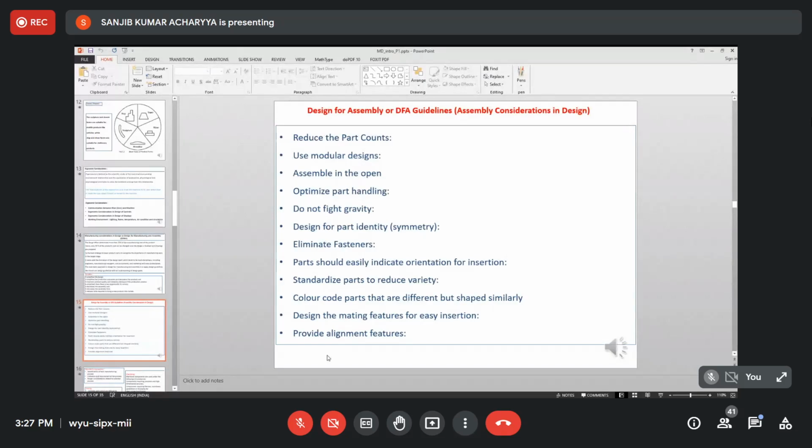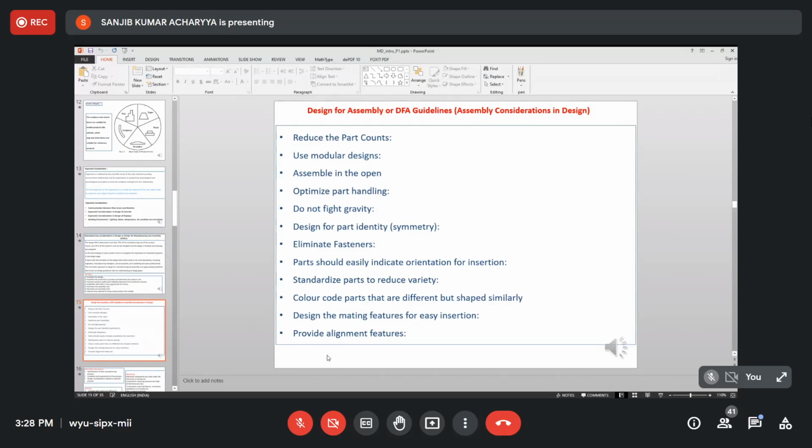If you shape the product in such a manner that the plugging conception, the male-female conception, the mating feature conception is there, then it will be easy to assemble the different parts. So the designer has to consider, if possible, introducing and providing alignment features. It is very important: when two products are integrated, how is their alignment?